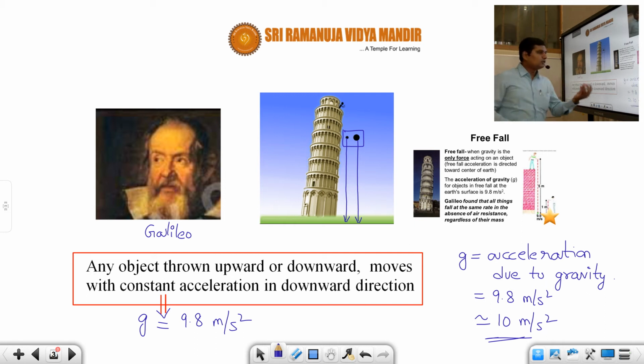That is how much, students? Downwards acceleration due to gravity, that is 9.8 meters per second square or 10 meters per second square. And this is called free fall, students. Okay, so here you can see a small slide.